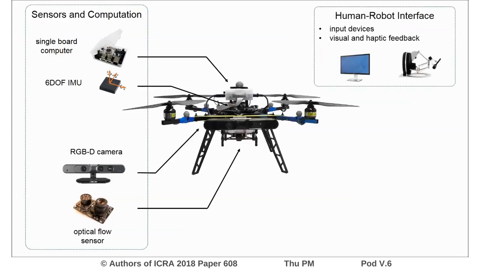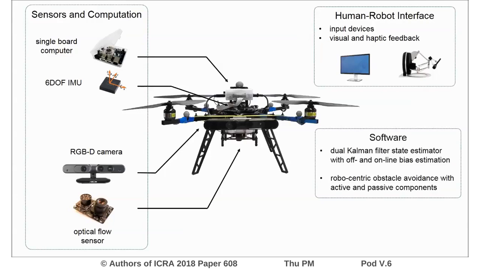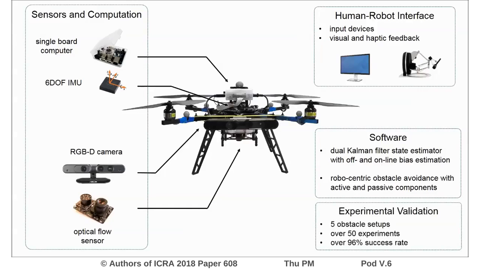On the other side of this setup is an operator's desk which is equipped with a computer monitor and haptic control device to provide visual and haptic feedback to the operator. The main software components, which we detail in our work, consist of a dual Kalman filter state estimator with online and offline bias estimation, as well as our obstacle avoidance algorithm. We have performed thorough experimental validation of our platform in different optical setups, which we will see examples of now.